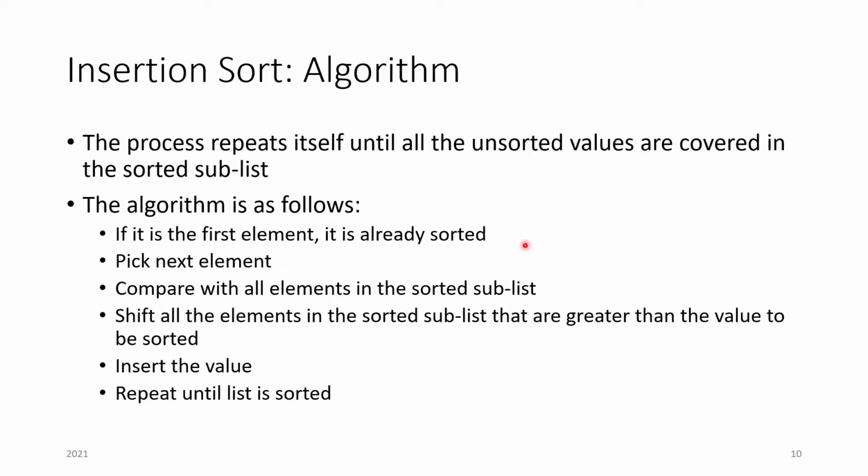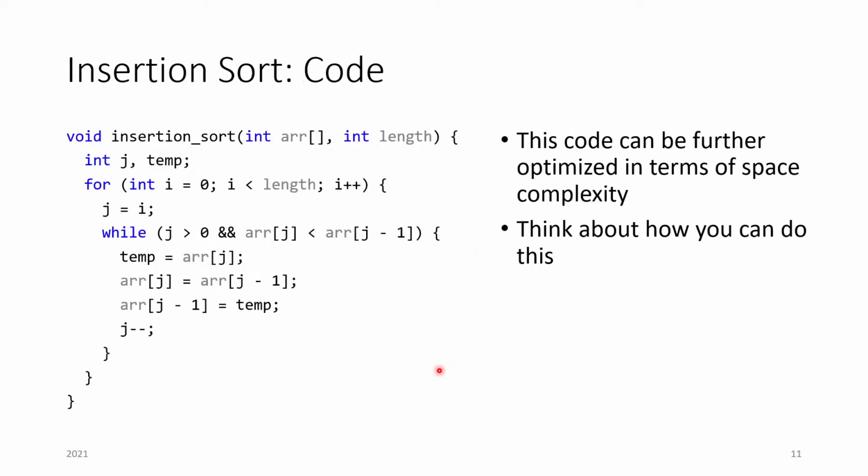And the process keeps on repeating itself until all the unsorted values are covered into the sorted sublist. So the steps of the algorithm are listed out here, and this is just for your review. But you had the physical illustration indicating how it is actually done step by step. The code for insertion sort is given on the slide, and it's also uploaded on My Learning for easy accessibility.